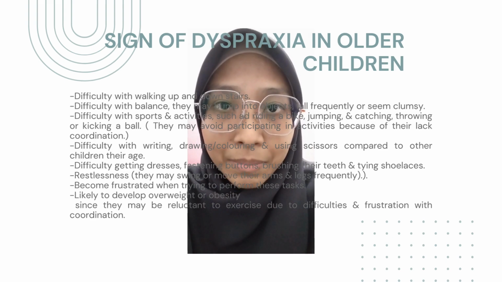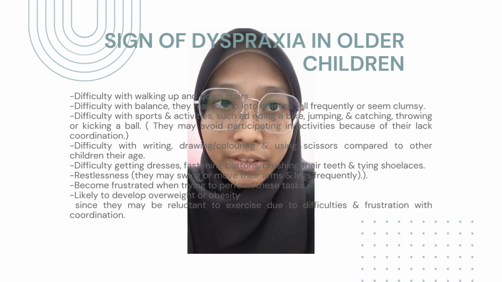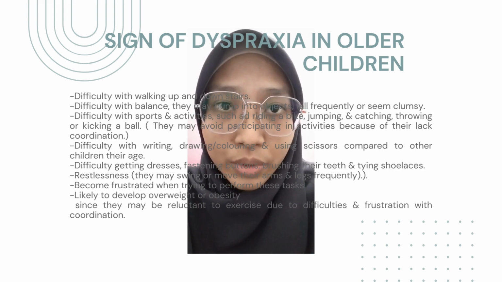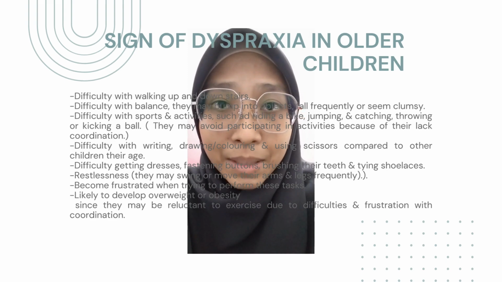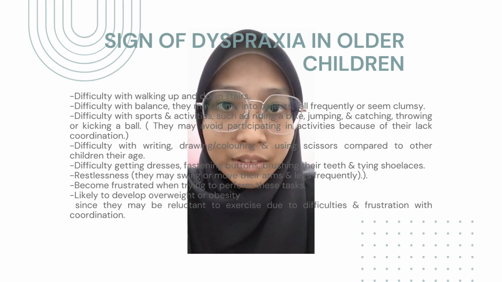Your child may become frustrated when trying to perform these tasks. Children with dyspraxia are also more likely to develop overweight or obesity, since they may be reluctant to exercise due to difficulties and frustration with coordination.